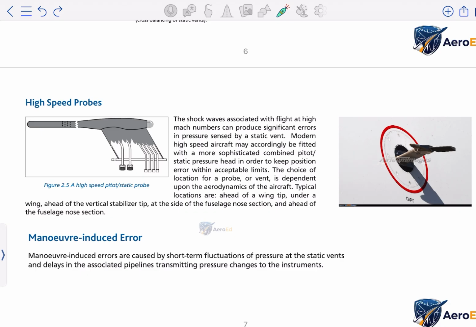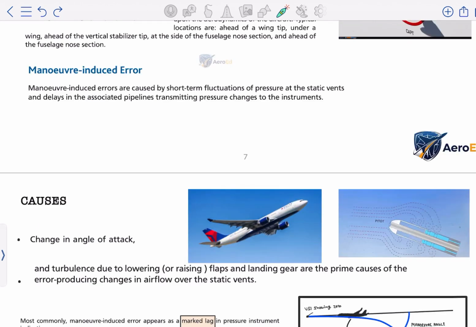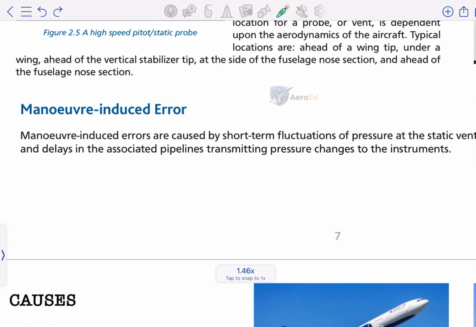So the static vents that we just studied are also not sufficient for aircraft which fly at higher Mach numbers, because shock waves are associated with it and can cause significant errors in pressure sensed by a static vent. This is the reason high speed probes are introduced. Okay. Next, the important topic is maneuver-induced error.